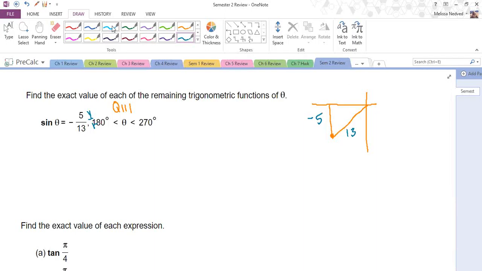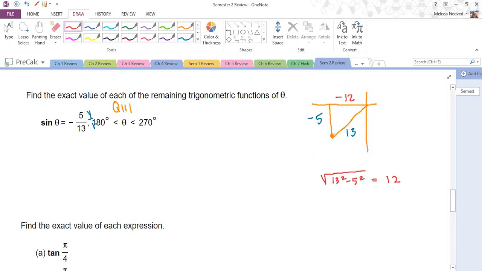So before I even go any further, I do notice that I'm in quadrant 3, which means my x value will also be negative. And to find that, I'm going to use the Pythagorean theorem. So 13 squared minus 5 squared gives me 12. So now I have an x value of negative 12.